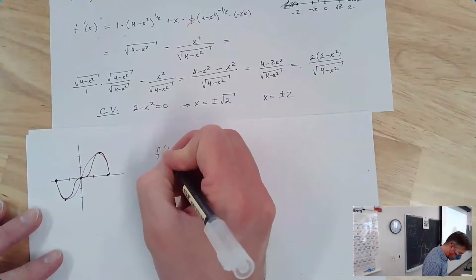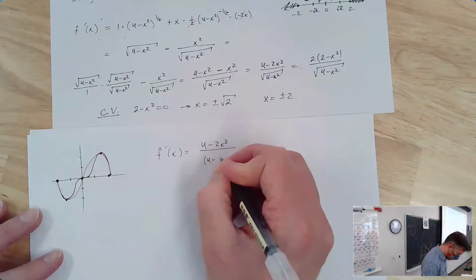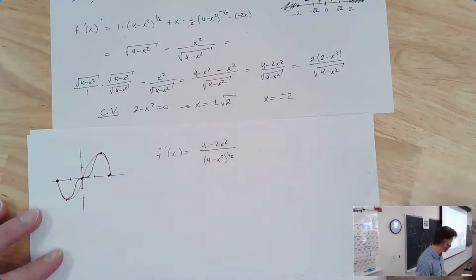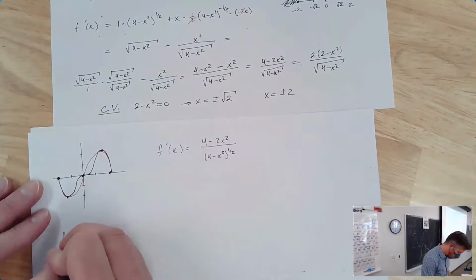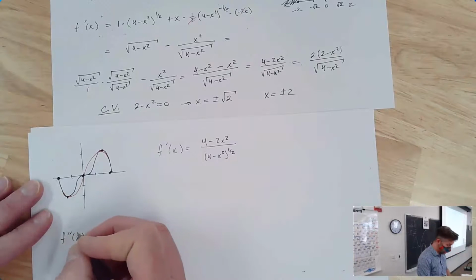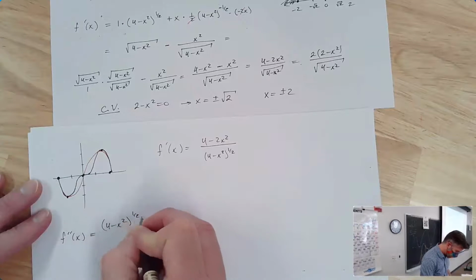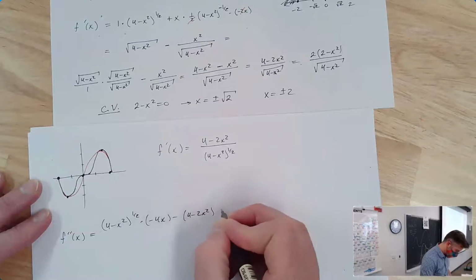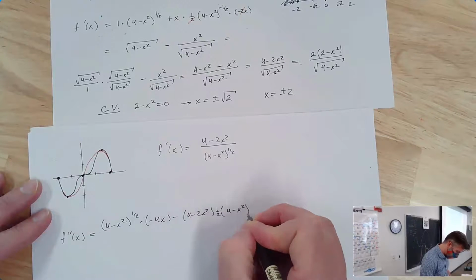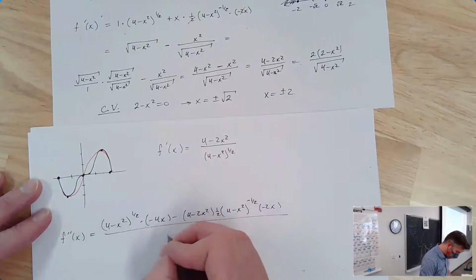So here's my first derivative: 4 minus 2x squared over 4 minus x squared to the 1/2 power. Writing it in the way that I know is going to be easiest to differentiate. And taking the second derivative, again, do go if you need to go. Bottom times derivative of the top, minus the top times derivative of the bottom. Okay, 1/2 times 4 minus x squared to the -1/2 times -2x, blah, over 4 minus x squared.